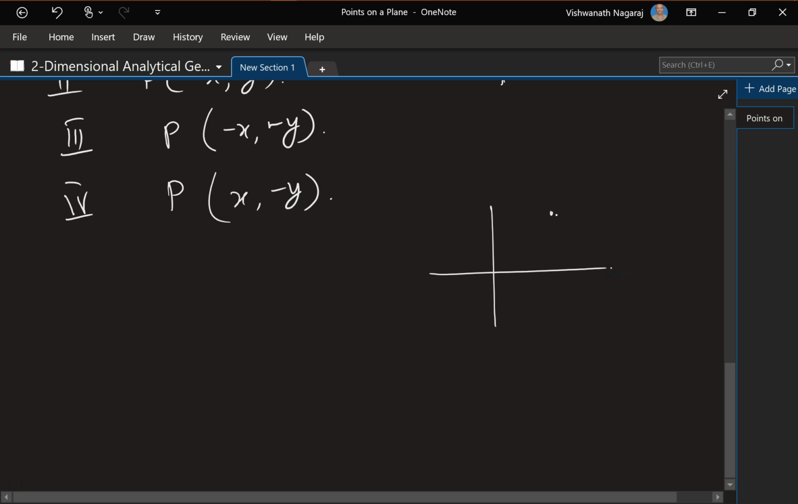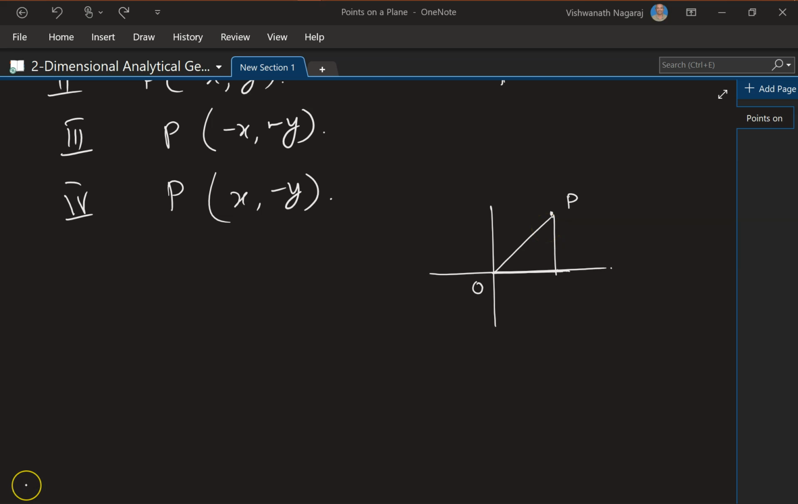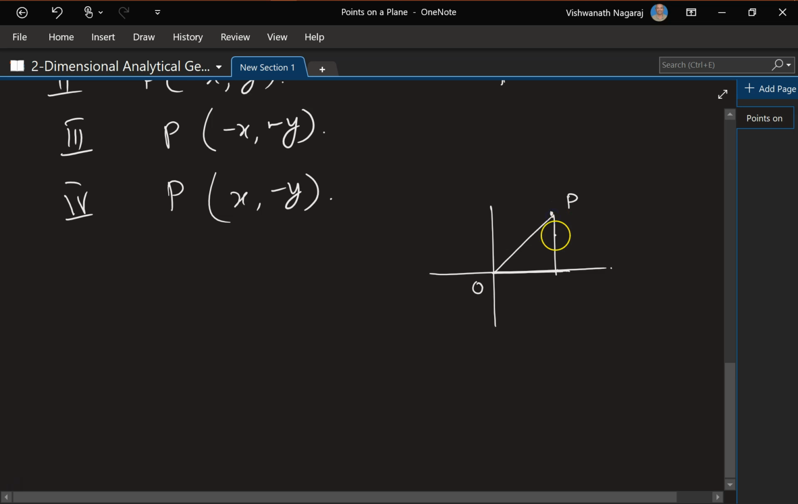Let's say we have a point P, and we want to know its distance from the origin. We know how many steps to go in the x direction and how many steps to go in the y direction. Now we want to figure out the distance from O to P. As you can see, from P we have dropped a perpendicular. So we know that this is 90 degrees, which means we can use Pythagoras theorem.